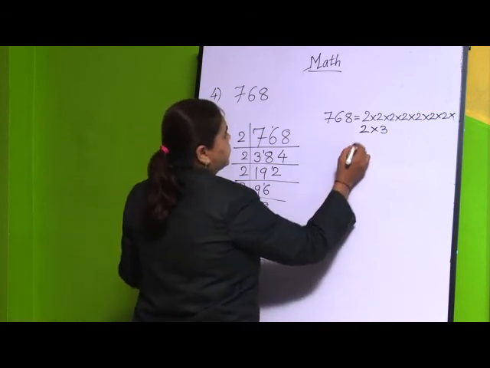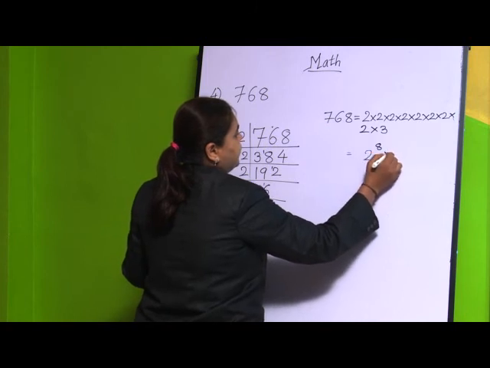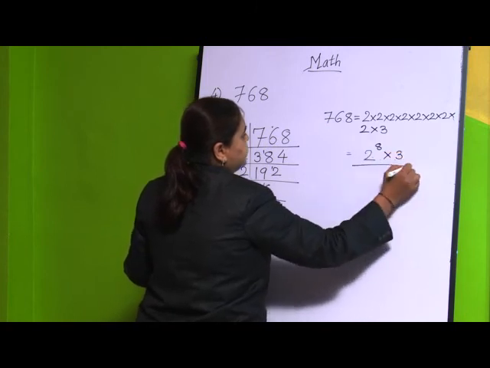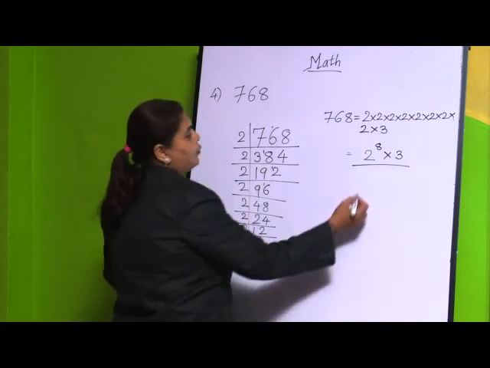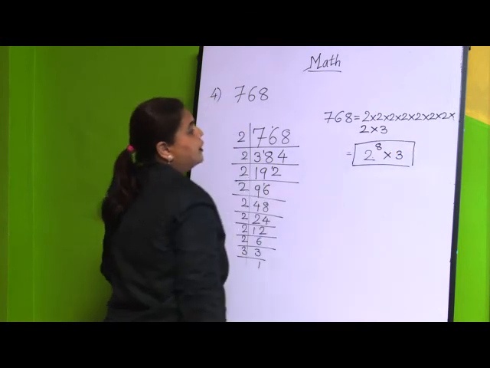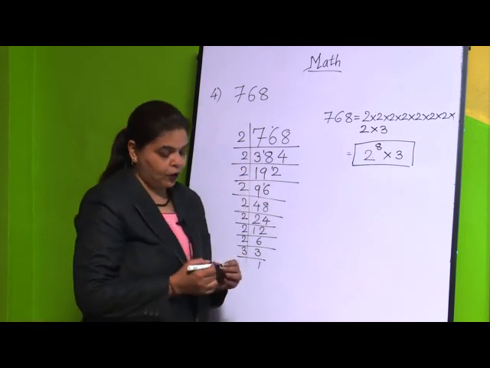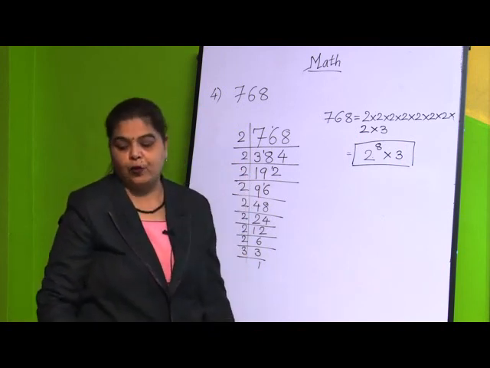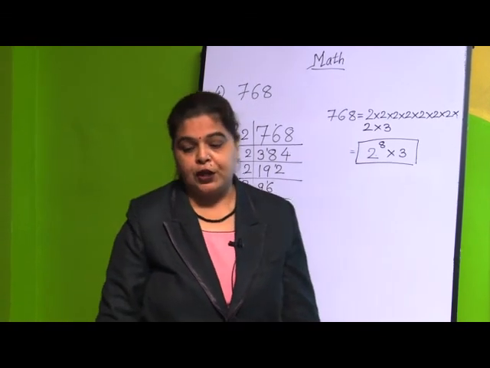So, what will be the exponential form? It is 2 to the power of 8 into 3. This is the answer. Here it is 1; if you write 1, it is okay. If you write 3 as it is, it is okay. So, this we got in exponential form. Hope, my dear student, you know very well how to find the prime factors. So, it will be easier to solve and write in exponential form.